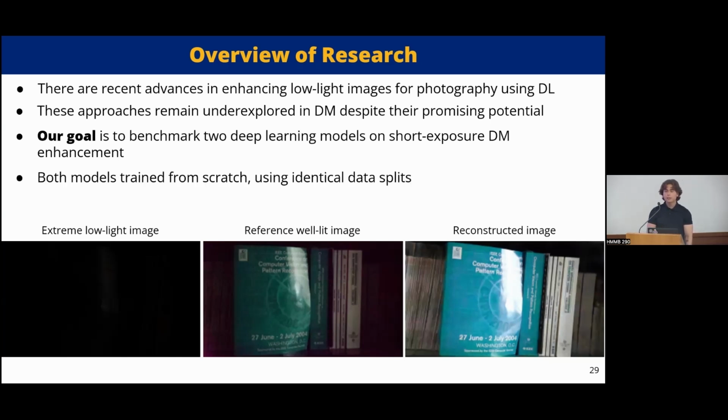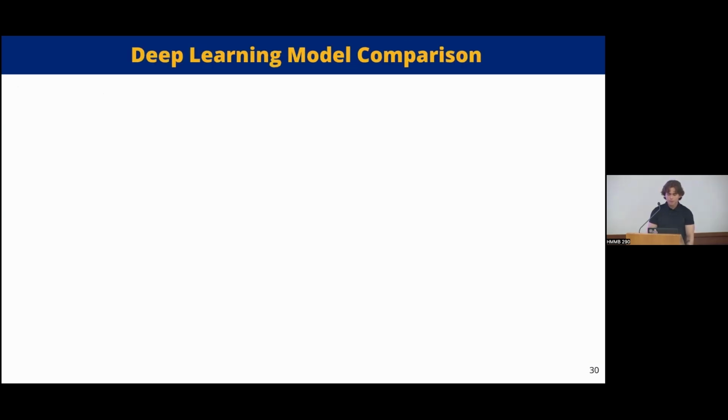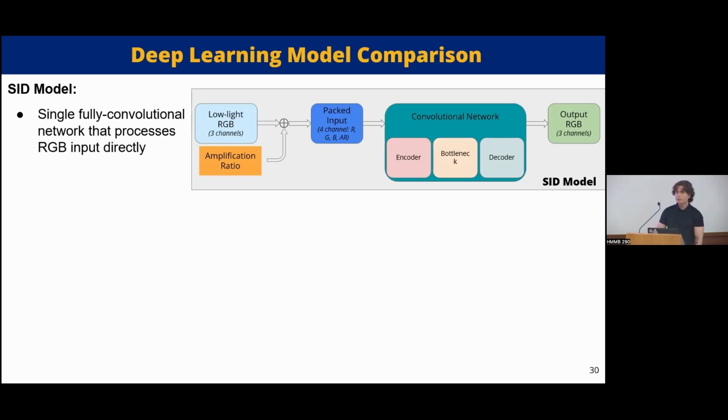Both of the models that we used in this study were trained from scratch using identical data splits, and we evaluated quality of the images and visual preservation of fine details relative to long exposure reference images. The two deep learning models that we used in this study include the See in the Dark, or SID, model, which consists of a single fully convolutional network that processes RGB input directly.